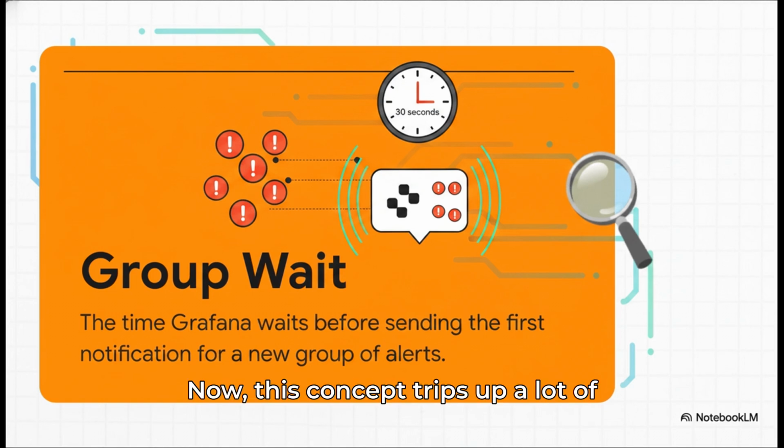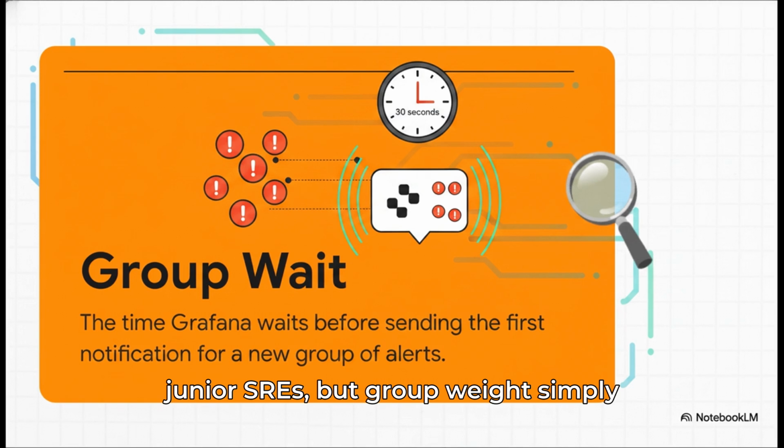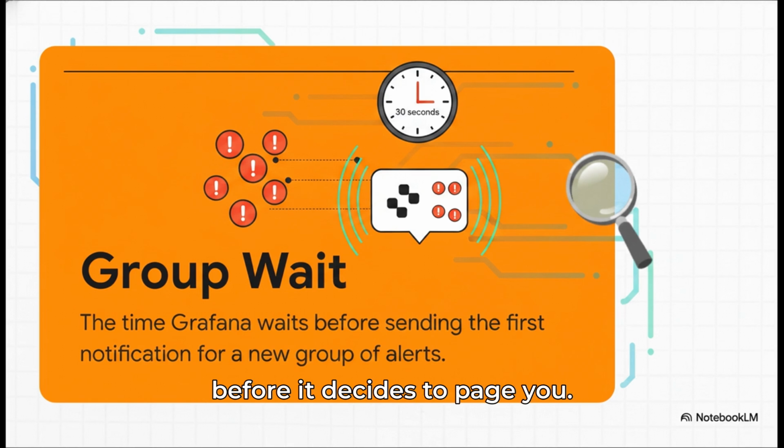Now, this concept trips up a lot of junior SREs, but group wait simply gives Grafana a buffer, usually about 30 seconds by default, to bundle related alerts together before it decides to page you. It essentially says, hey, I see an error, but let me hold on for a few seconds to see if any other related systems fail too, so I can just send them all to you in one message.